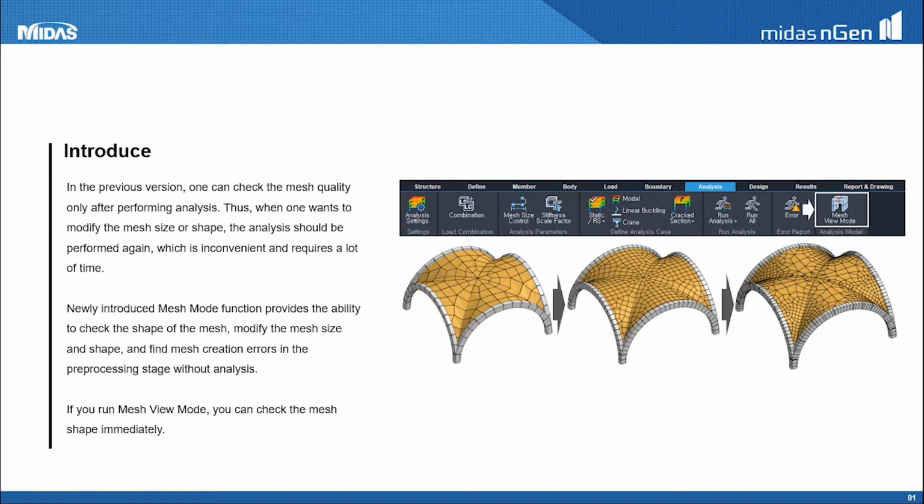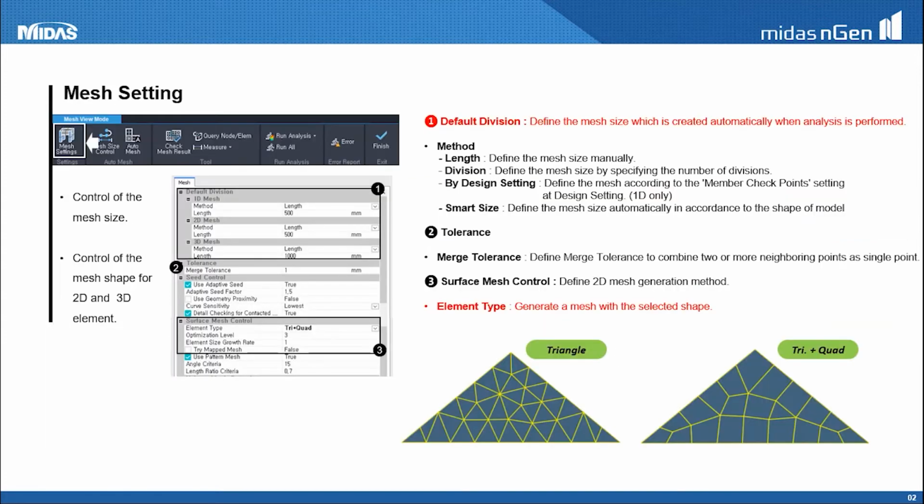If you run mesh view mode, you can check the mesh shape immediately. First of all, there is a setting dialog in mesh view mode that allows you to control the overall mesh size. Here you can set the mesh size separately for each part and determine the mesh shape. The mesh shape is categorized by triangular and square shapes as follows. Each model can be composed of only triangular elements or a mixture of quadrilateral and triangular elements.